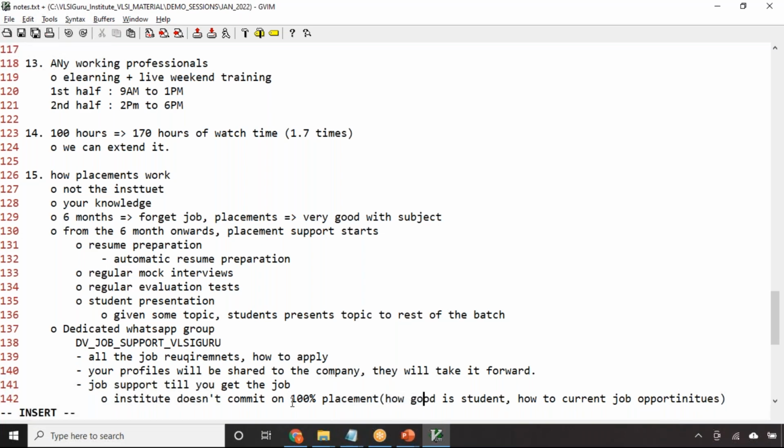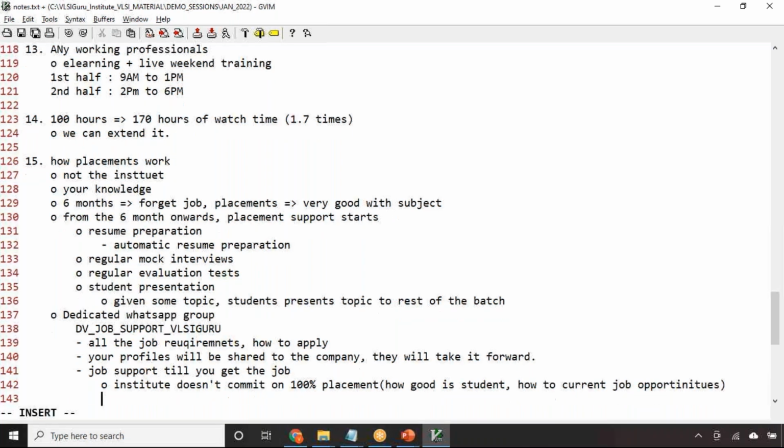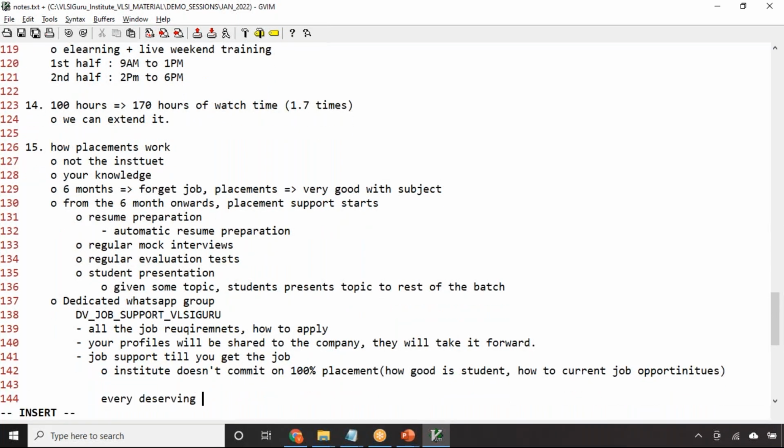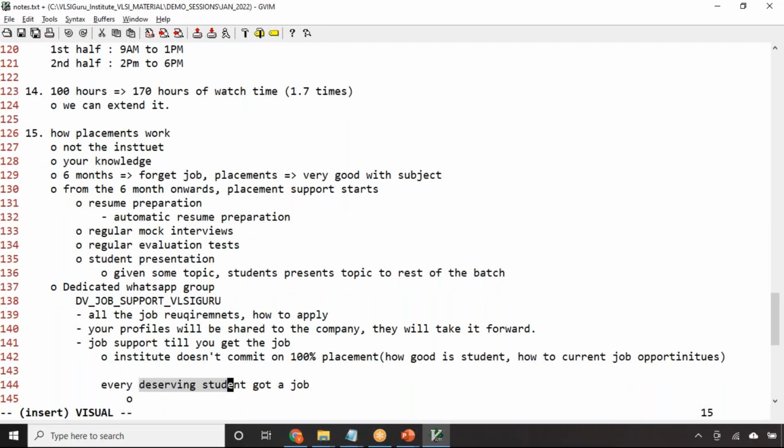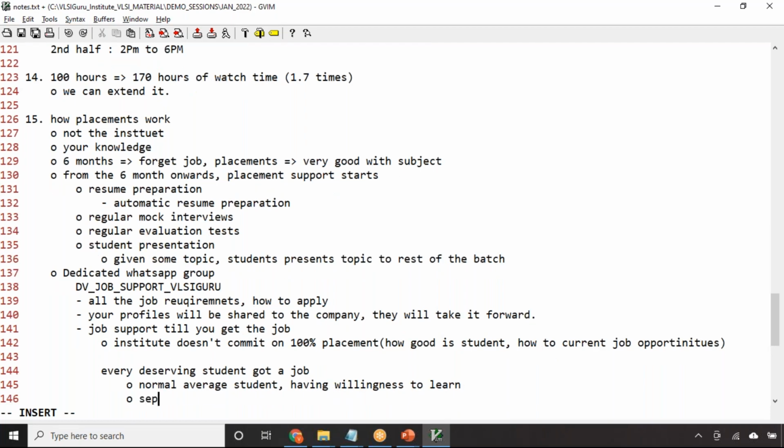Over the last 9 years, we have been running the institute. There is no student who has not got a job. Every deserving student has got a job. What is meant by deserving? These are not super intelligent or super IQ guys, just normal average students having willingness to learn. Sometimes they go through difficulties because they don't understand things. Even though they find it difficult, they still come to the trainer and ask for support. So basically, it's all about spending time and being proactive in learning. That is all that is required in this course.